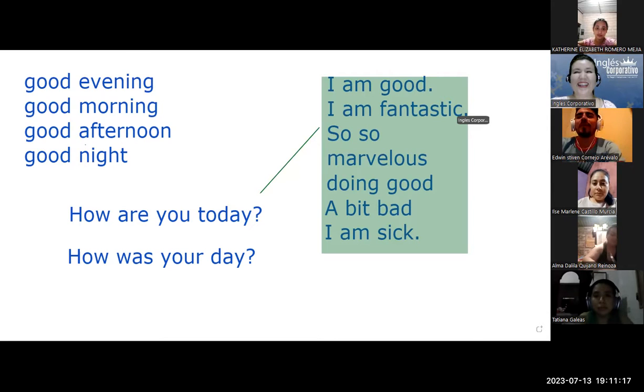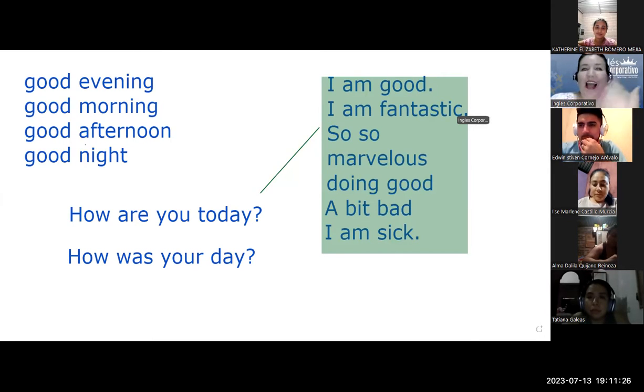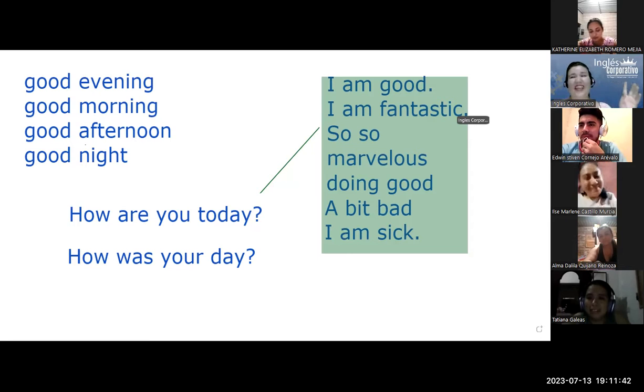Today, yes. I am fantastic. Good. Edwin, ask Ilse. Pregúntale a Ilse. Ilse, how are you today? I am good, fantastic. I am good, okay? You can say, I am good. I am fantastic. You can use the two, but separate, okay? Pueden usar los dos, pero las separan. You say, I am good. I am fantastic. Okay, that's a way that you can use it.